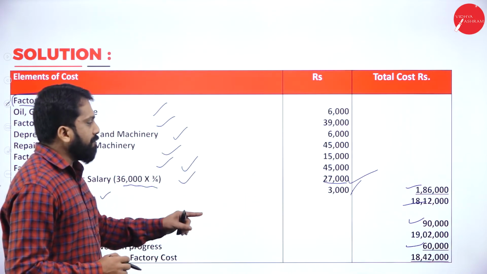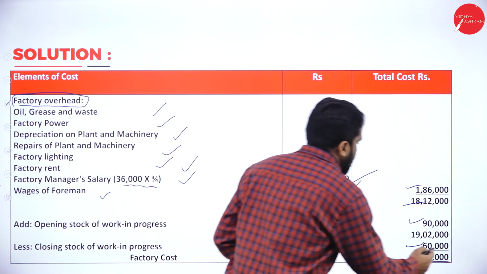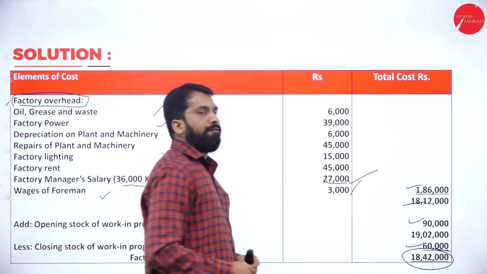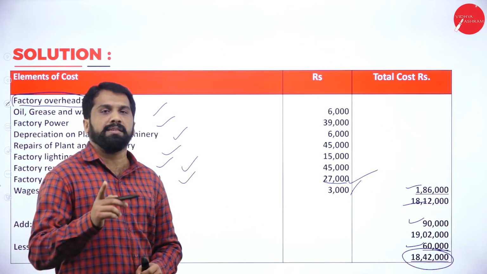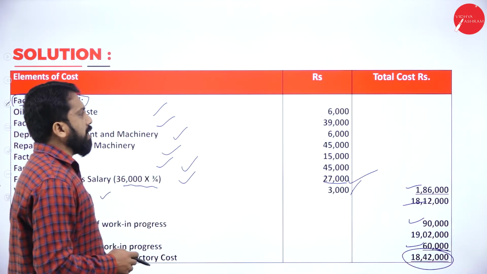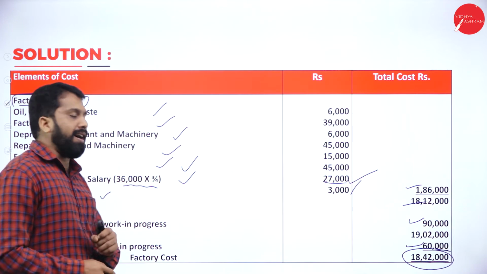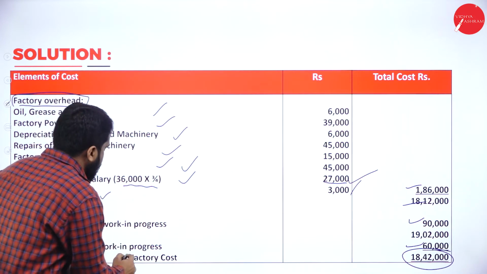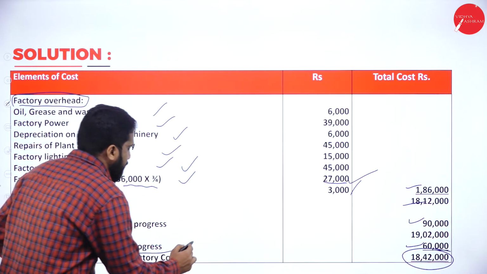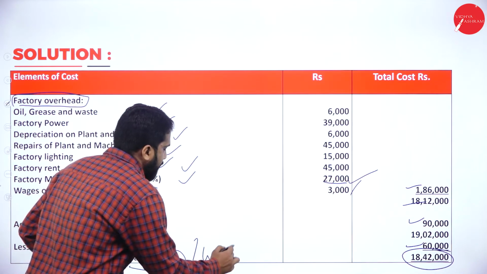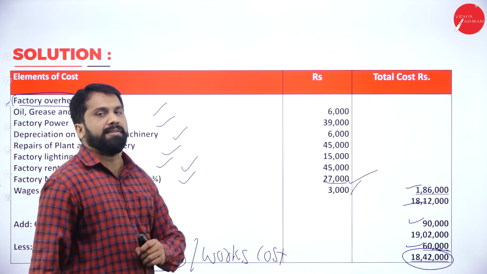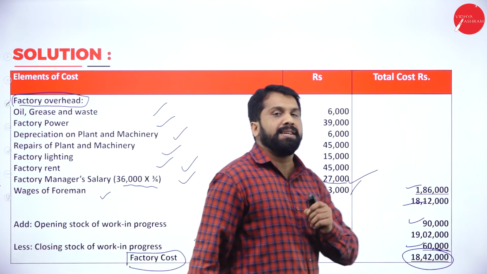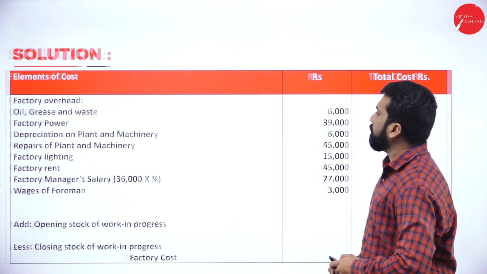Now, what is your final answer? Your final answer is 18 lakh 42,000. Hope you understood. Clear? Yes. 18 lakh 42,000 is your final answer. That is nothing but your work cost, or else we can call it factory cost. You can call it factory cost, and you can call it work cost also.